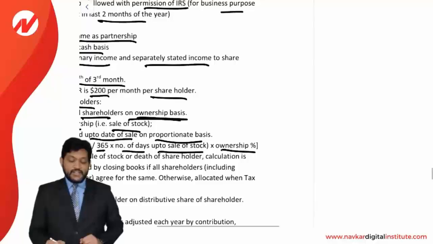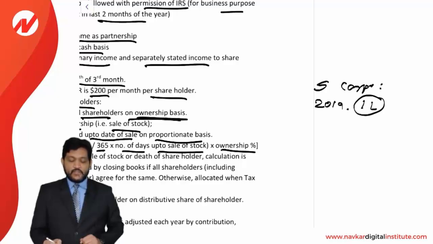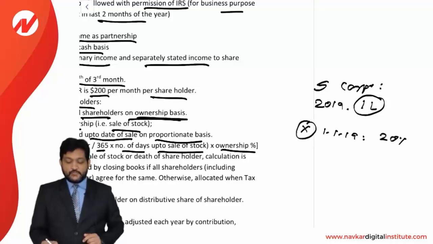For example, an S Corporation has an annual income of 1 lakh for the year 2019. Now let us say a shareholder Mr. X was holding on 1/1/2019 20% of the stock, and on 21st June 2019 he sold 5% of the shares. Okay, first of all, let's see an example where he is selling all the shares. Then we'll go with a partial sale. But let's say on 21st June 2019, he sold all the shares. Let's take this example first.